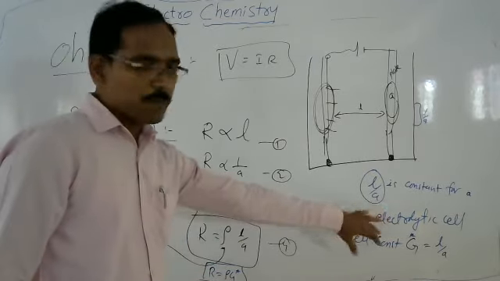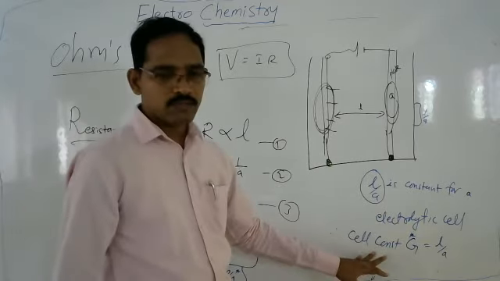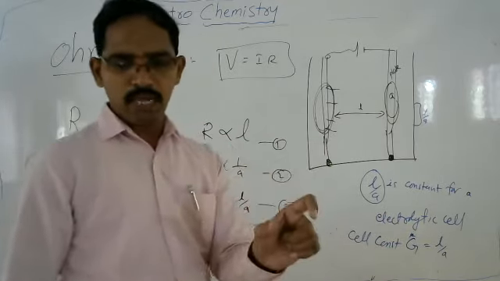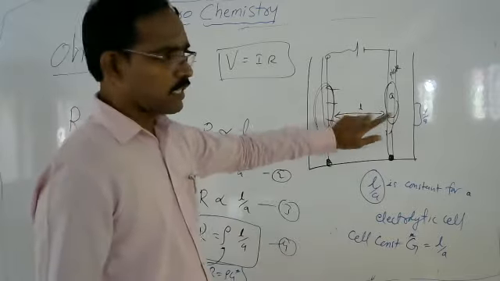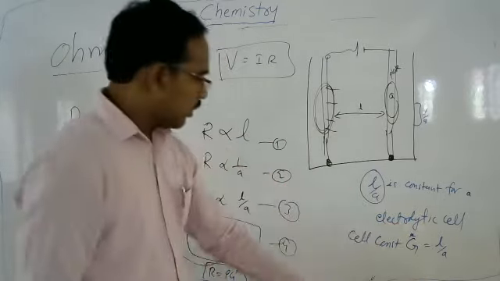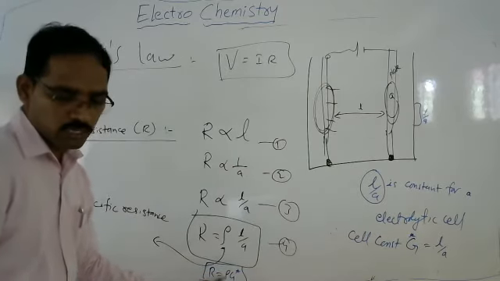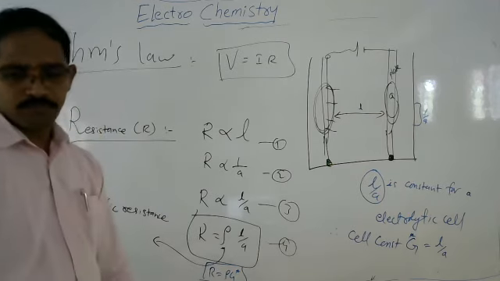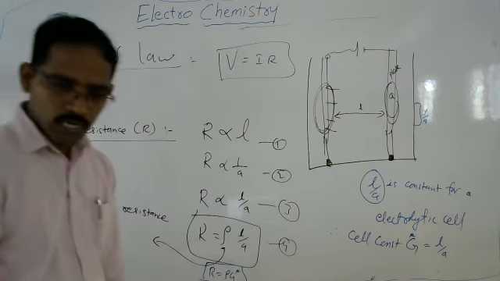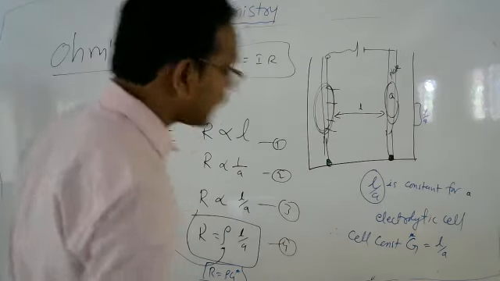Of course, one depends on the others. Cell constant, in the name only it is there. The cell constant remains the distance and area. L by A, that is the cell constant. In place of L by A, if you put G star, R equals rho G star. Right? Clear? Next, conductivity.